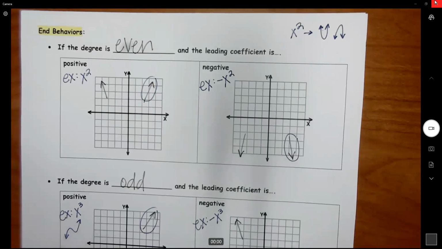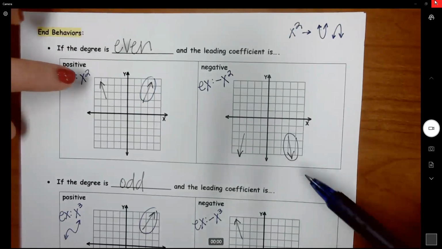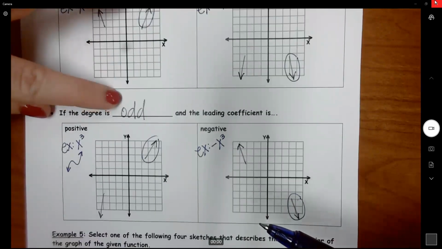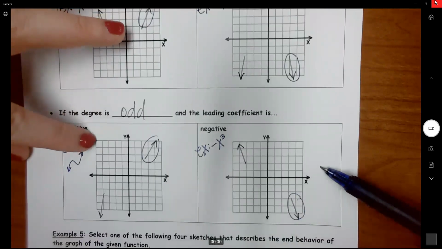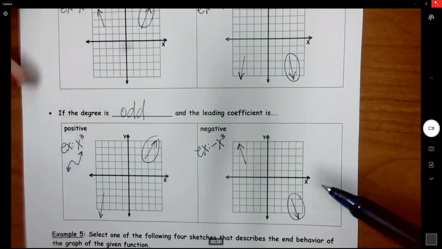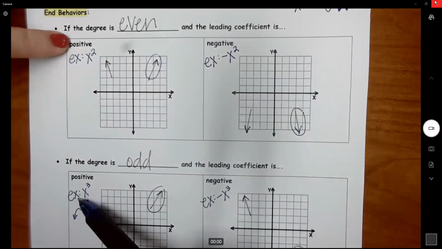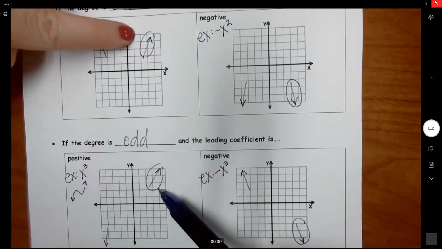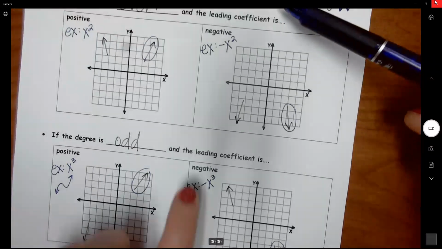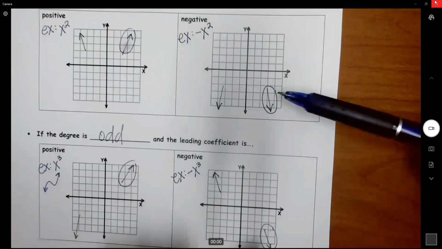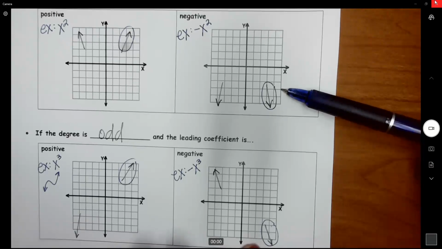Okay, so even starts and ends the same way. Odd starts and ends in opposite directions. If it has a leading coefficient that is positive, that means it ends going up. And if its leading coefficient is negative, it's going to end going down.